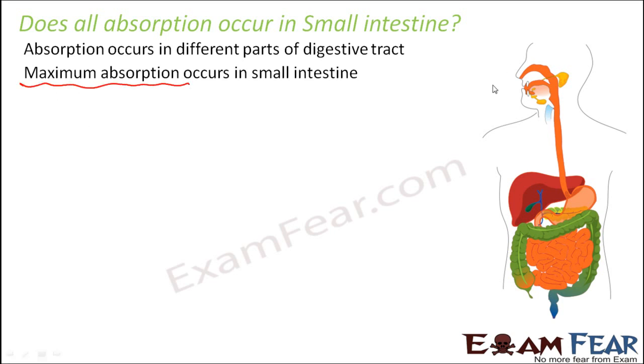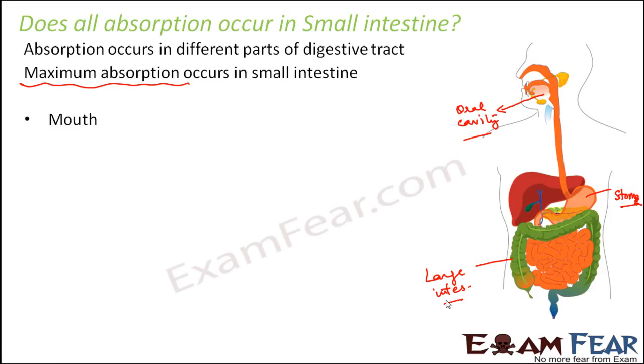So a very little absorption takes place in the oral cavity. A very little absorption again takes place in the stomach. Again, a very small amount of absorption takes place also in the large intestine. But please remember that all these absorptions are minimal in quantity. And if you talk about the absorption of nutrients specifically, then nutrient absorption takes place only in the small intestine. So let us see then what type of absorption takes place in the oral cavity, stomach and large intestine.